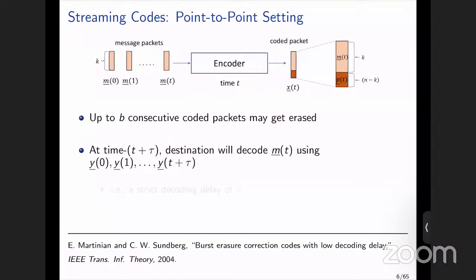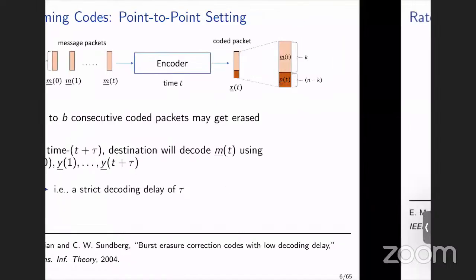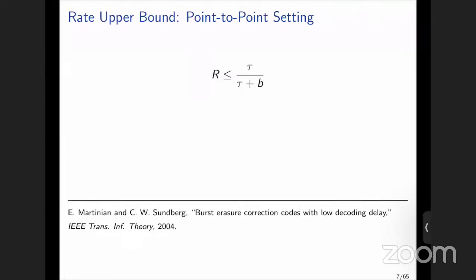So there's a stringent delay constraint, which is indicated in terms of the parameter tau. So that's the setting of streaming codes for the point-to-point case. This is introduced in the paper by Martinian and Sundberg. So it turns out that there's a very simple rate upper bound for this scenario. Okay, so it's denoted by tau over tau plus b. That's it. So recall that tau is the delay constraint and b is the burst length.